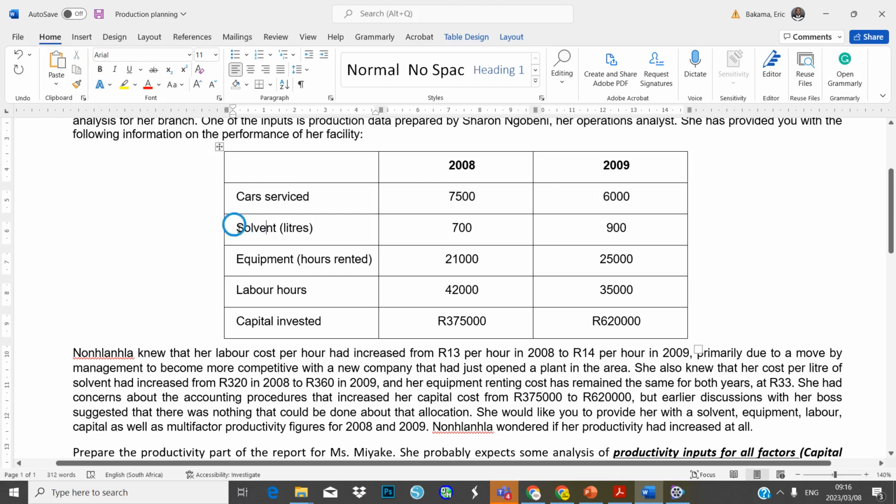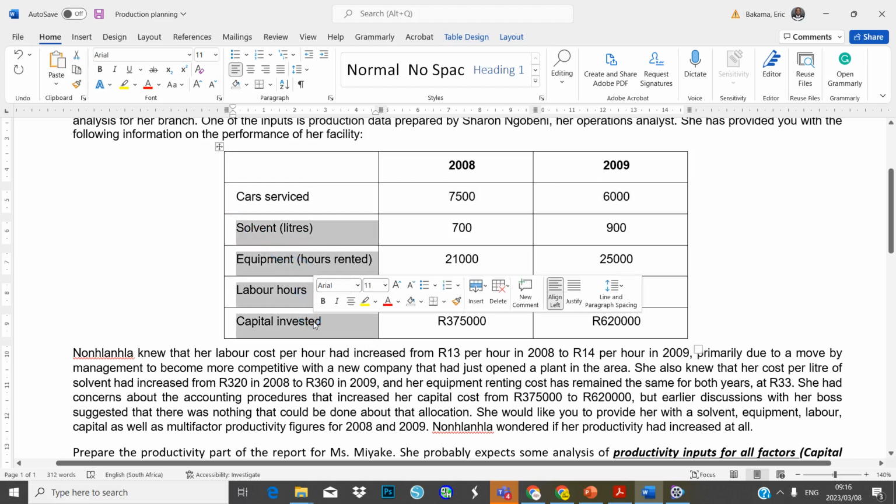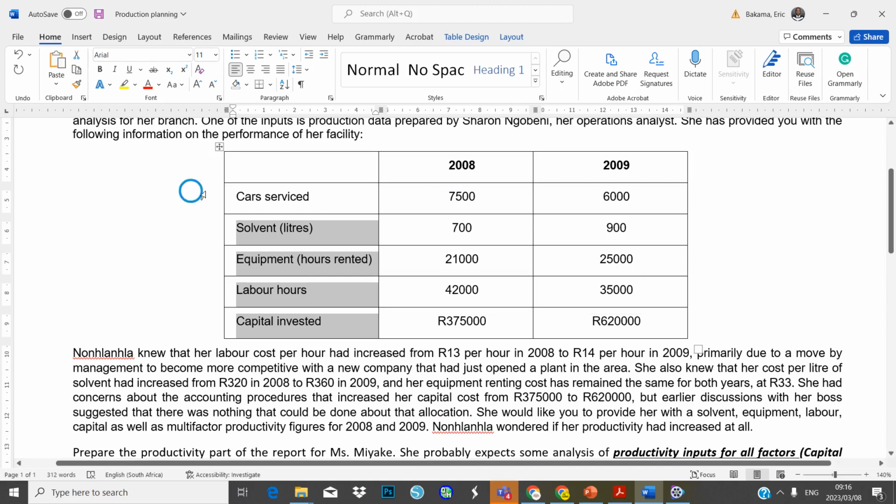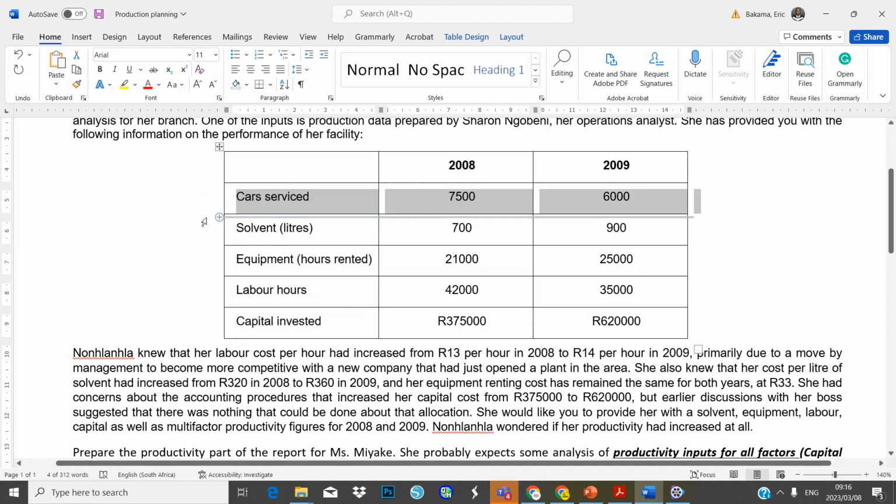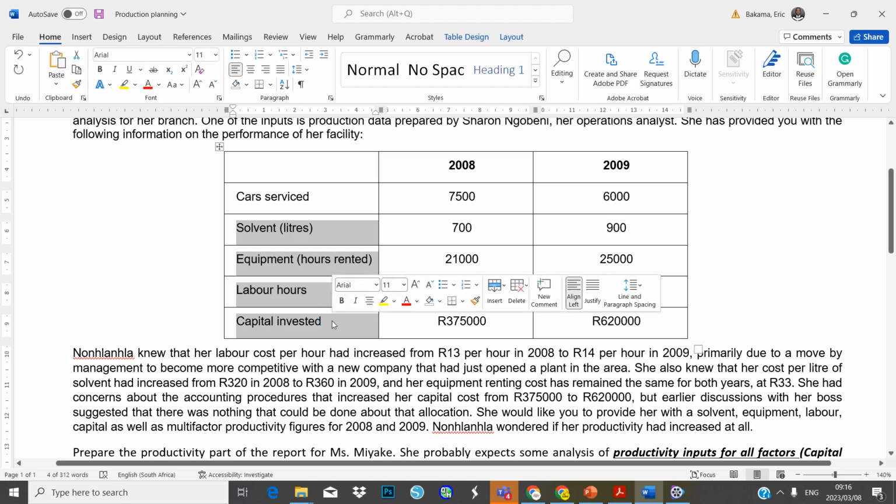In this case, everything that comes down here is part of input. Remember that input is everything that a company uses to do what they are supposed to do, or to produce what they are supposed to produce. In this case, the company is servicing cars, so we assume that the serviced cars are output, while the solvent, the equipment, the labor hours, and the capital invested are all input.